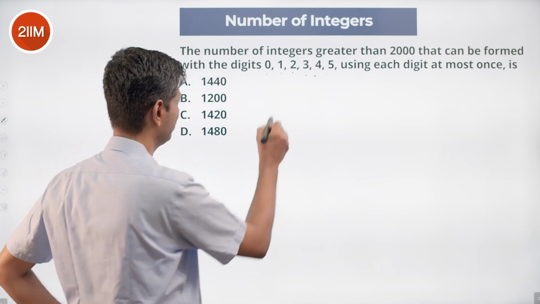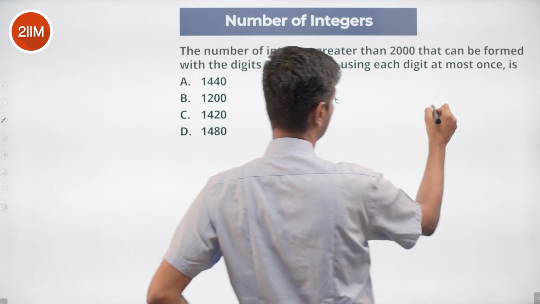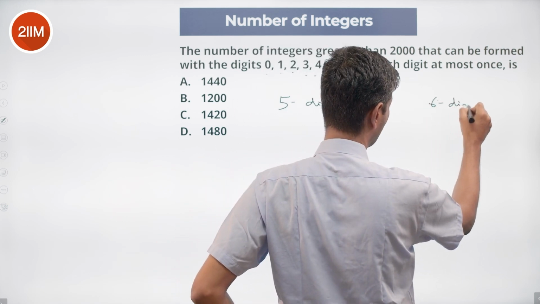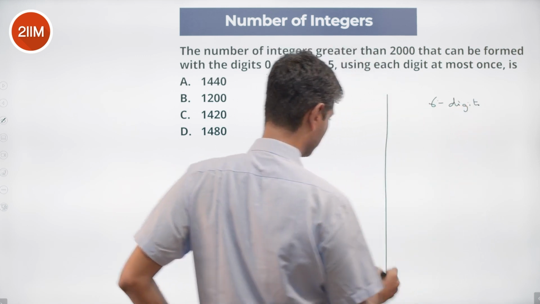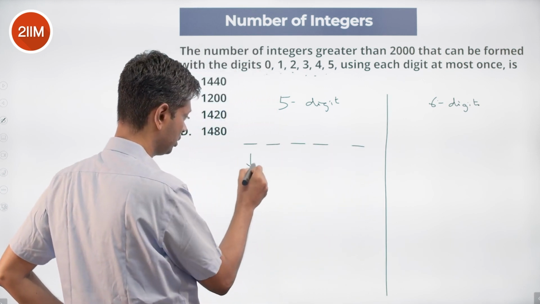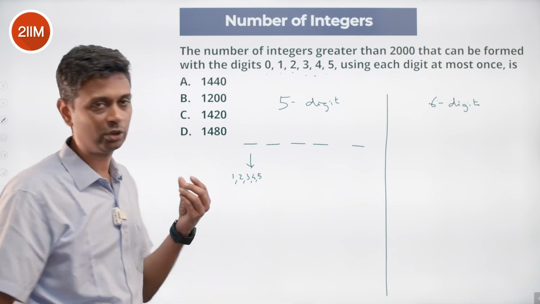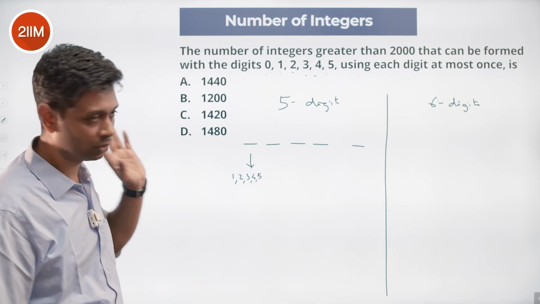I'm going to think about 5 digits. Then we'll think about 6 digits. Then we'll move on to 4 digits. 1, 2, 3, 4, 5. This digit can be 1, 2, 3, 4, 5. This cannot be 0. The starting digit cannot be 0.